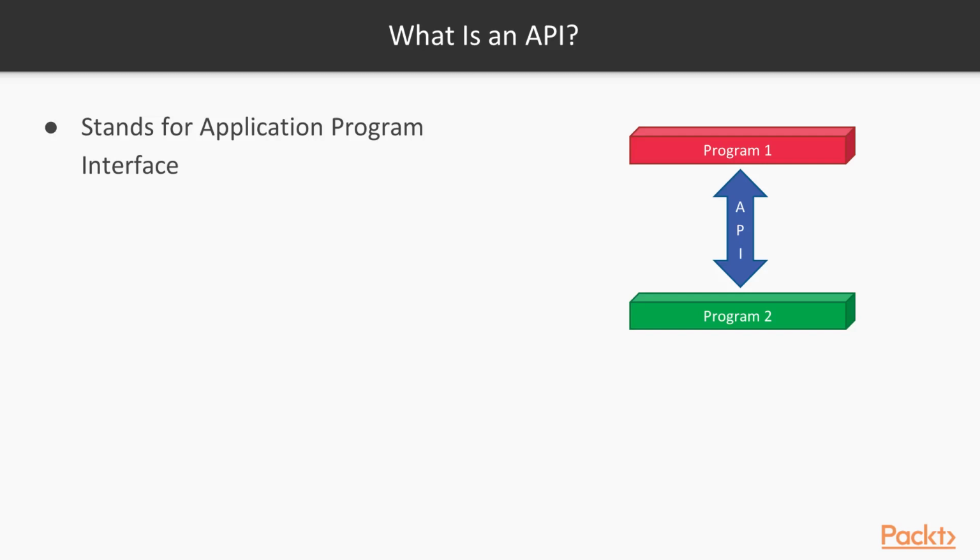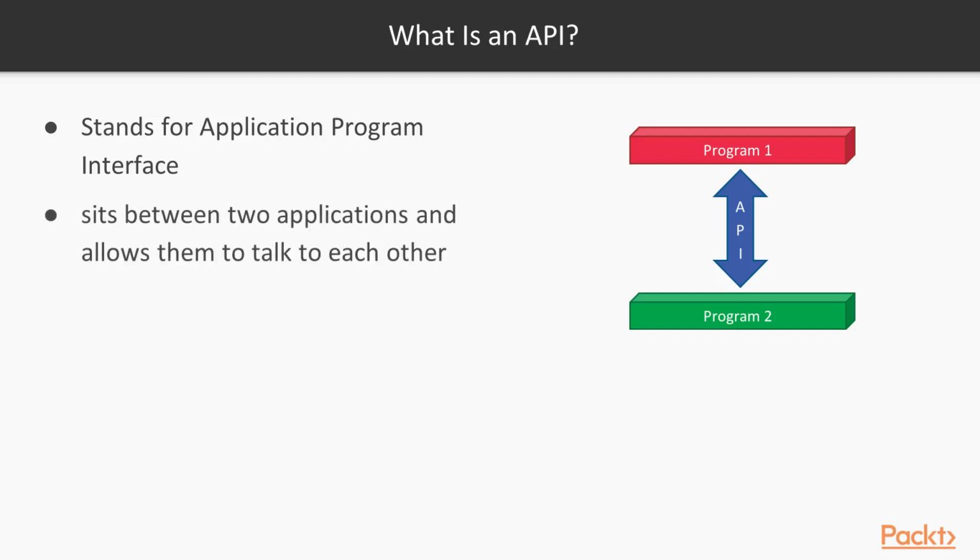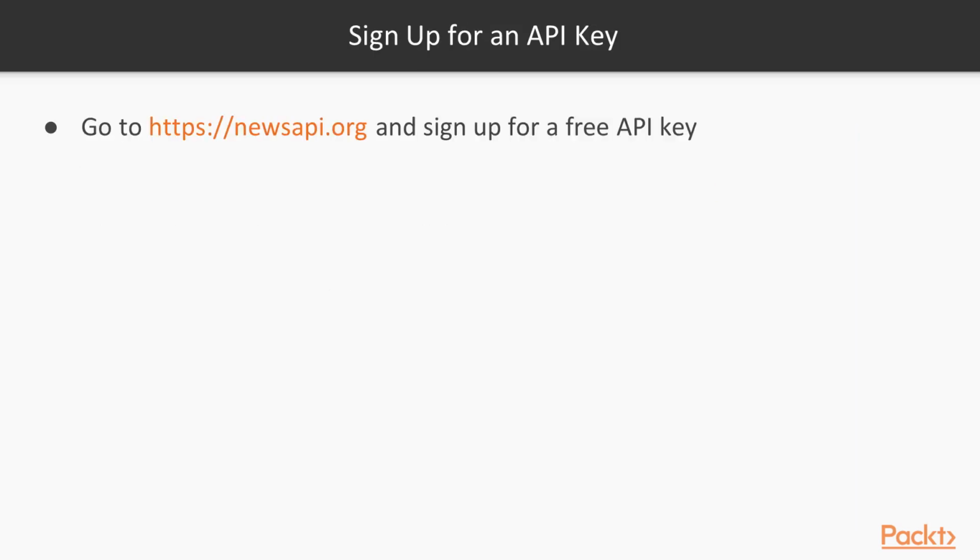API stands for Application Program Interface. It sits between two applications and it allows them to talk to each other. APIs can work across different platforms. We need to go to newsapi.org and sign up for a free API key. Most API keys are free to test for developers.